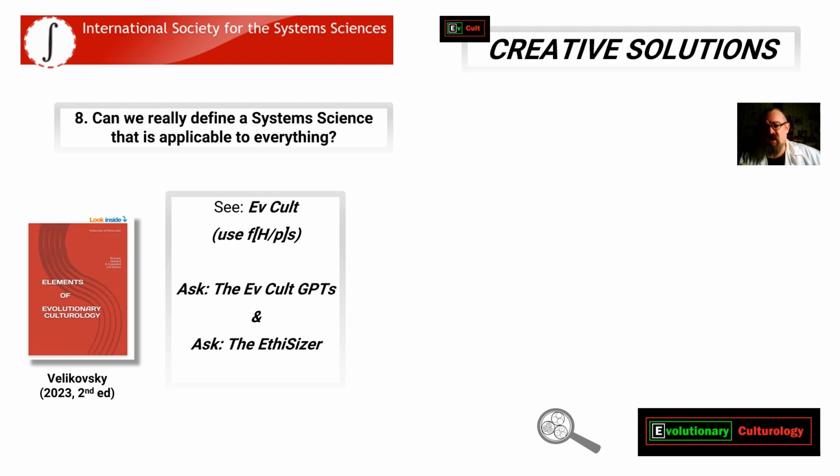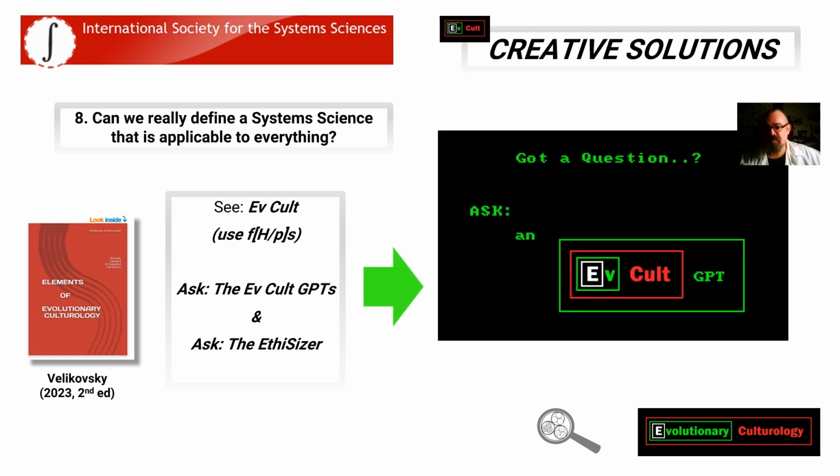Can we really define a systems science that is applicable to everything? That's what Ev Cult is, using the fractal holon parton approach. And again, ask the Ev Cult GPTs or ask the EthiSizer. You'll get a more extensive answer there than in this quick PowerPoint show. Next. There's the URL.